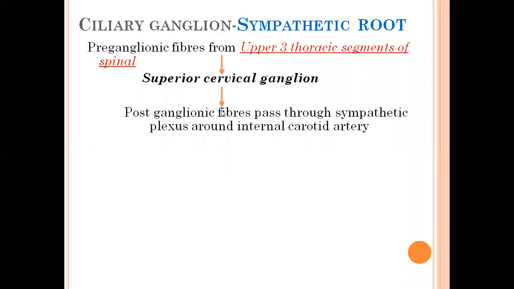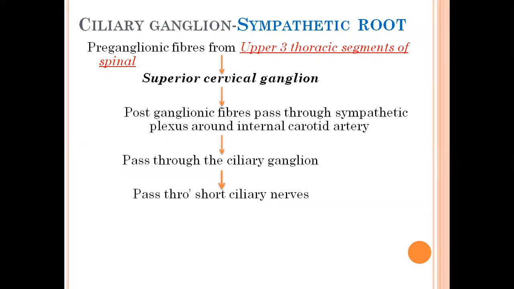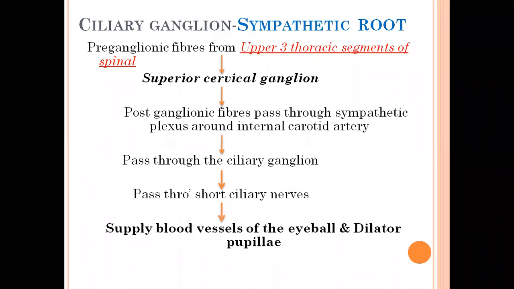So the sympathetic root is carried by the postganglionic fibers from the superior cervical ganglion, which pass through the sympathetic plexus around the internal carotid artery, which passes through the ciliary ganglion. Again through the short ciliary nerves, it supplies the blood vessels of the eyeball and the dilator pupillae muscle. So it acts as a vasomotor in function here. I think now you're clear about the sympathetic root.